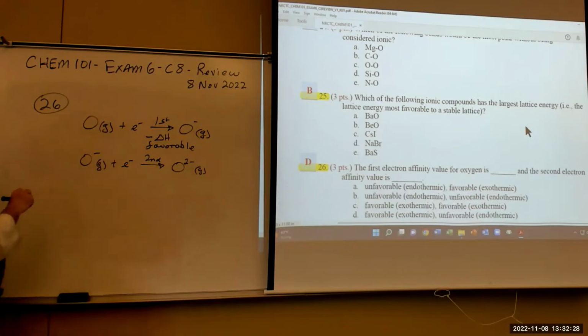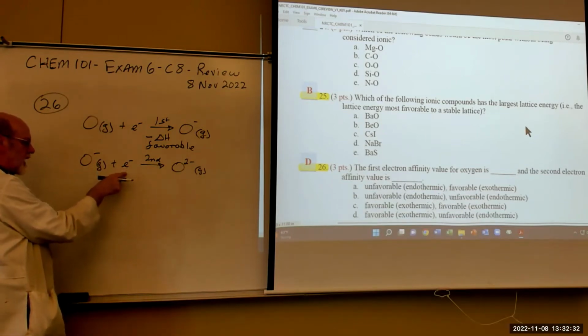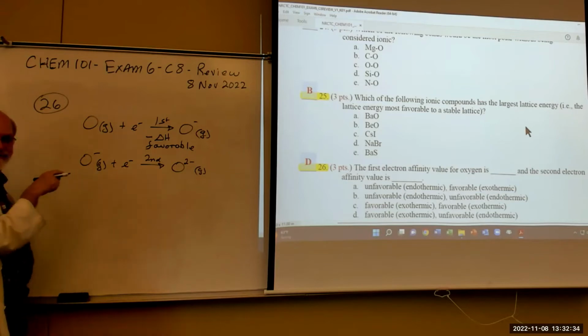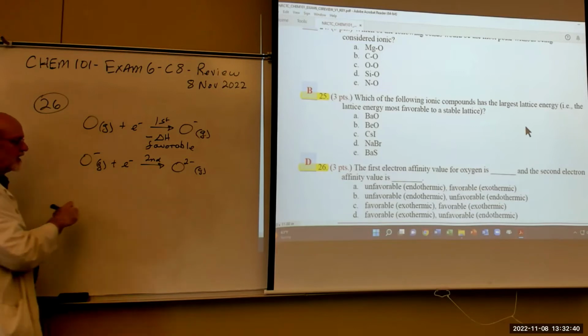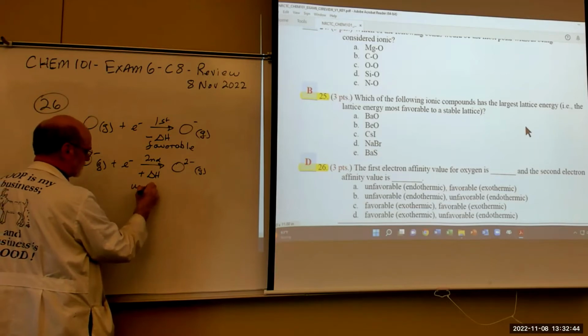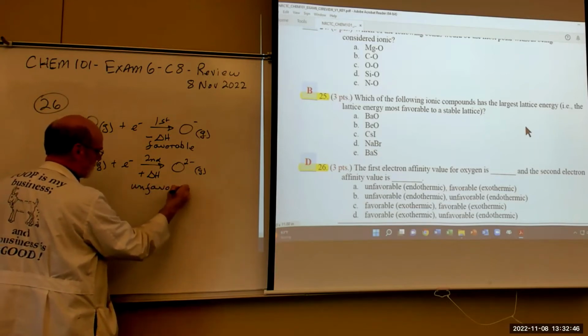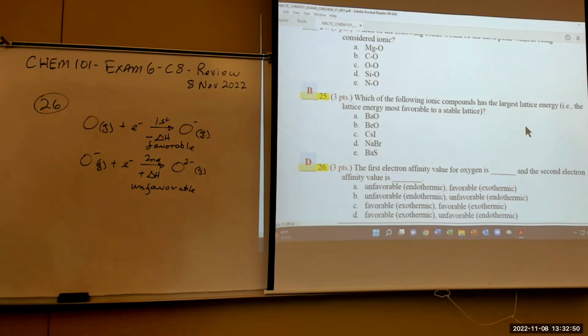But notice what you've got going here. For your second one, you've got a negative trying to come close to another negative. That's a problem. There's a repulsive force in there. This is unfavorable. So that's why the answer is D. Favorable, unfavorable.